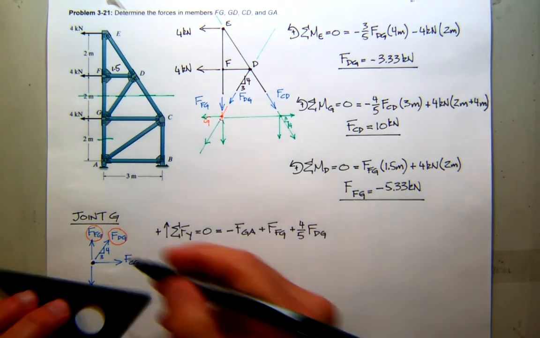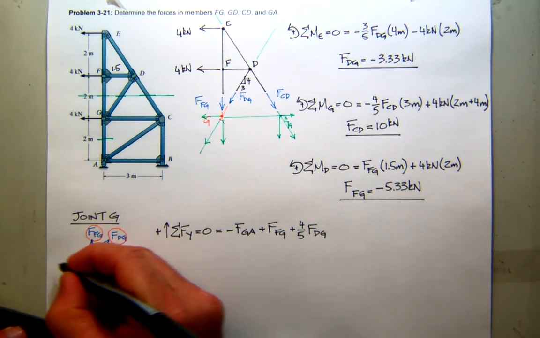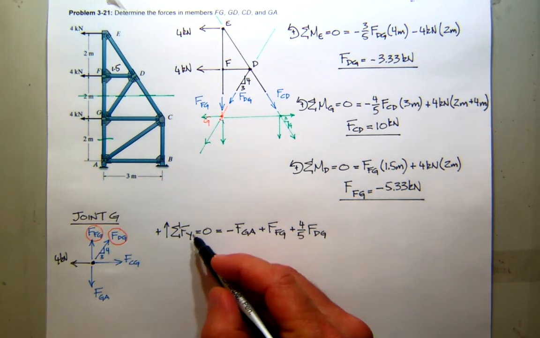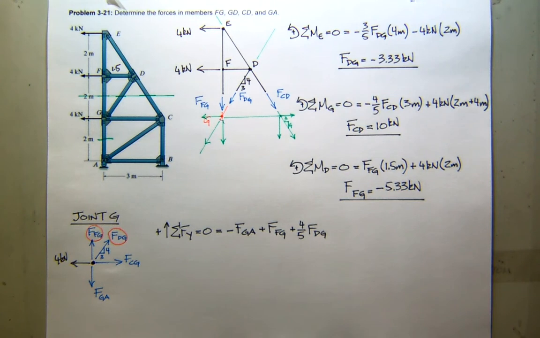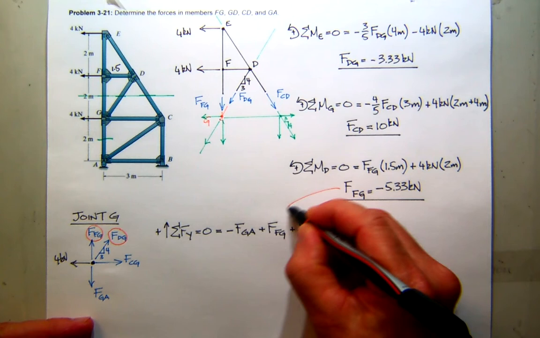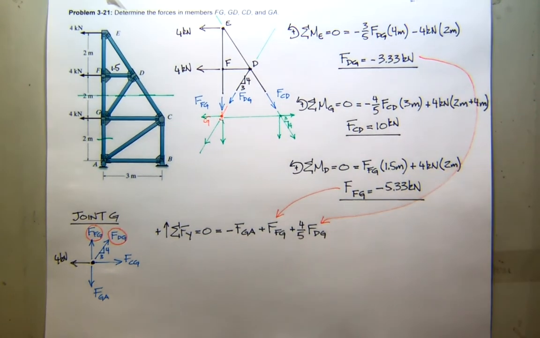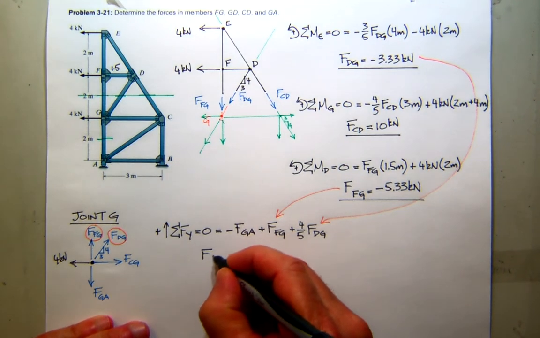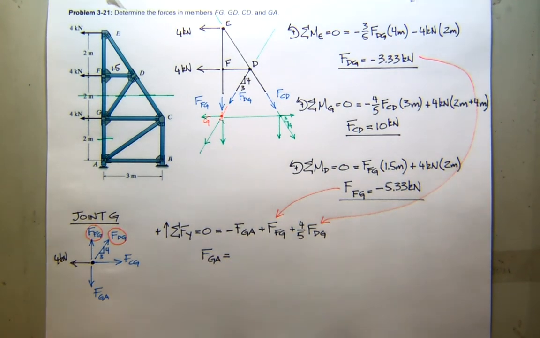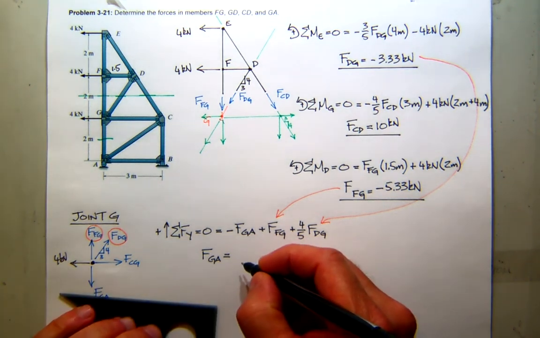Oh, I did forget that there's a 4 kilonewton force here, but I'm summing forces in the y direction, so it's not going to matter. So I should be able to plug in FG here and DG here, and I should be able to solve for the force in GA. It looks like it's going to come out negative. What do you get? 7.9? Anybody else get 7.9? All right.